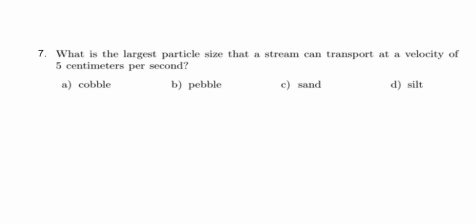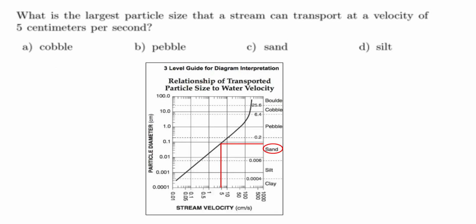Finally, try number 7. Pause this video. What is the largest particle size that a stream can transport at a velocity of 5 centimeters per second? Now, the correct answer is actually sand, so C. So if I'm given 5 centimeters per second, I start in the x-axis, 5 centimeters per second. I go up to the black line, and I go to the right and see sand is the type of particle that the stream can carry with this velocity.